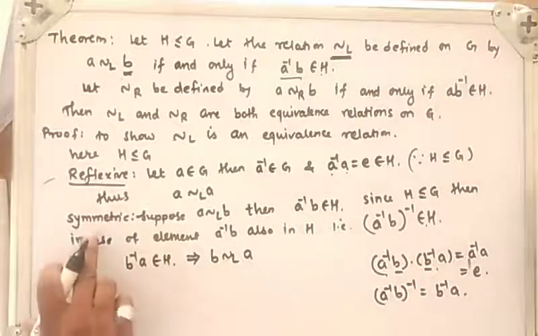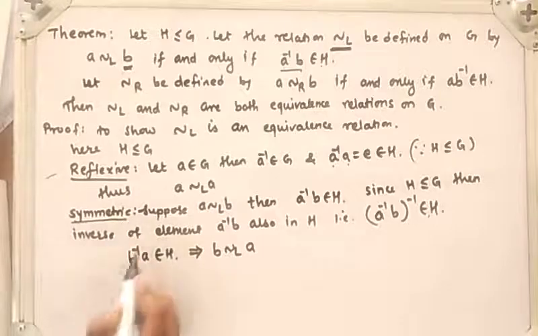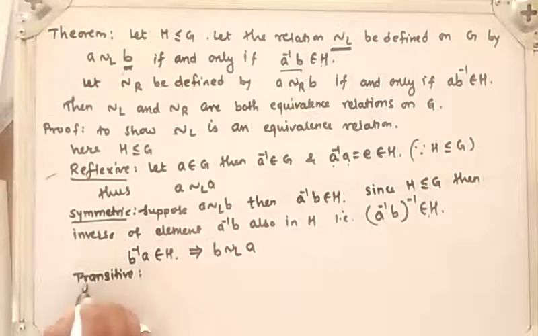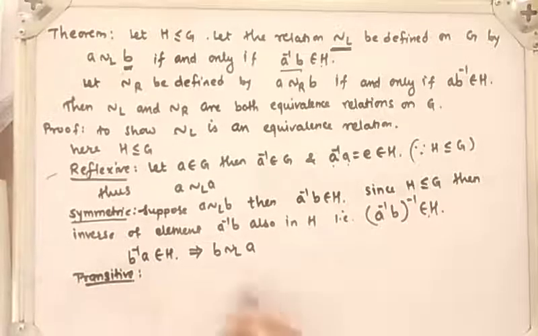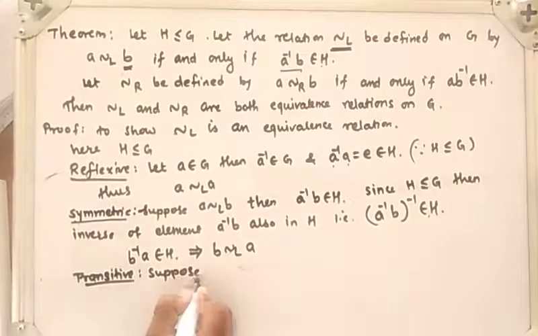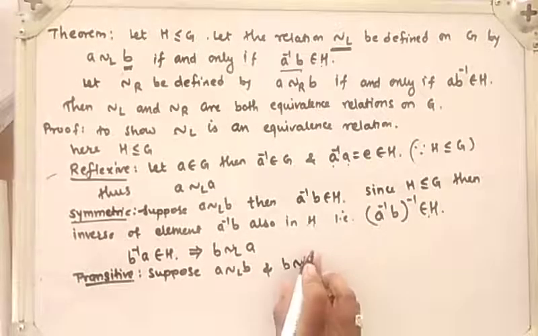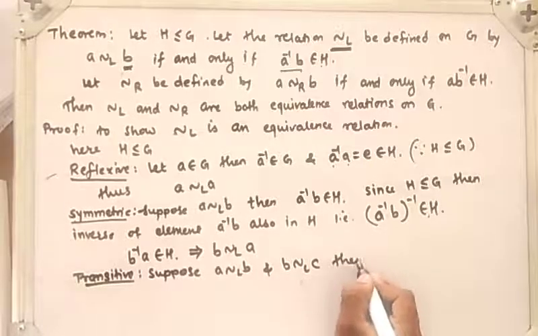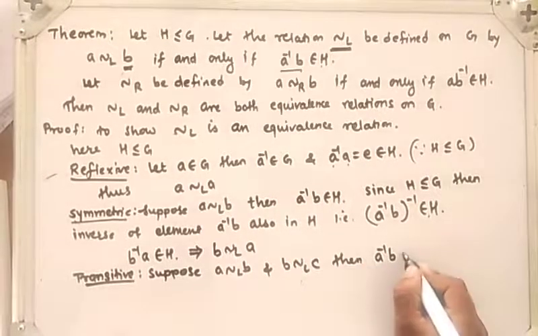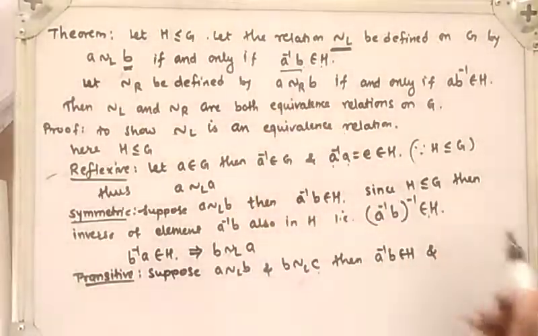So the symmetric relation is satisfied. Now the third one is the transitive relation. For the transitive relation, we need three elements. Now suppose we have A equivalent to B and B equivalent to C. Then A equivalent to B means A inverse B belongs to H, and B equivalent to C means B inverse C belongs to H.